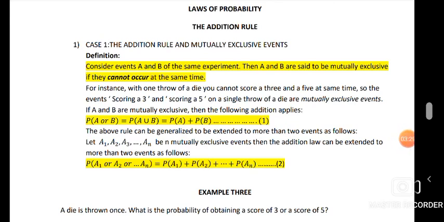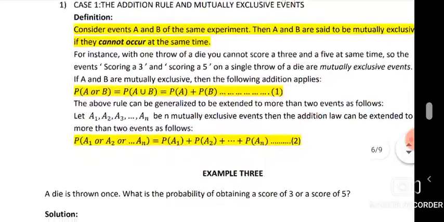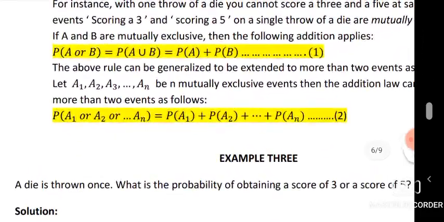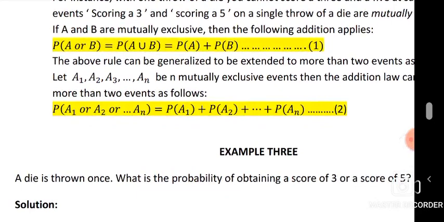If you look at the screen there, of course, there's been some summary, as you can see above, of mutually exclusive events and how they do apply to the addition rule. But my prime focus is on the one written example, Example 3. Let's try to focus on Example 3, which says a die is thrown once. What is the probability of obtaining a score of 3 or a score of 5?